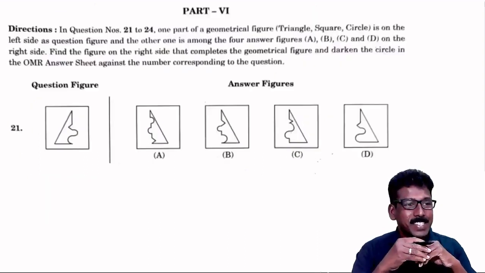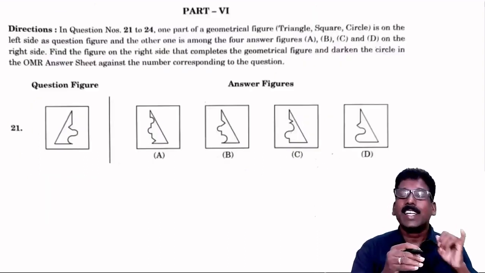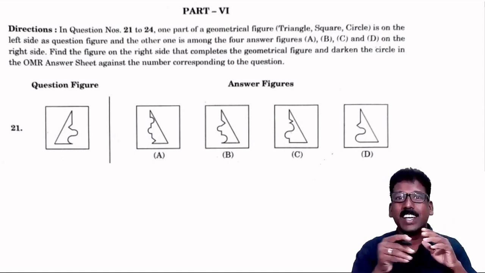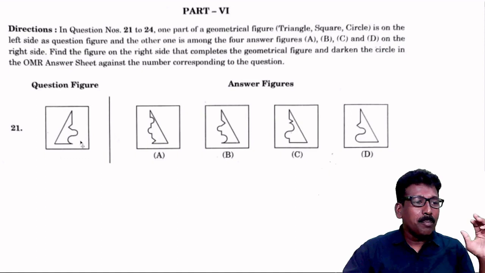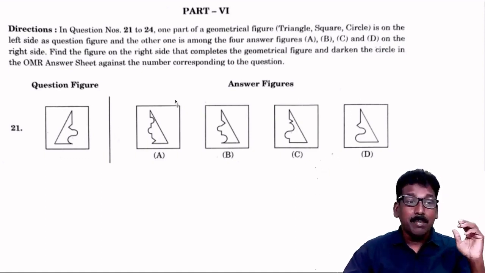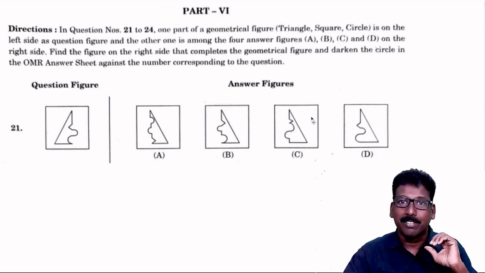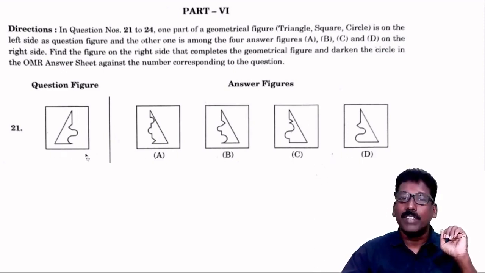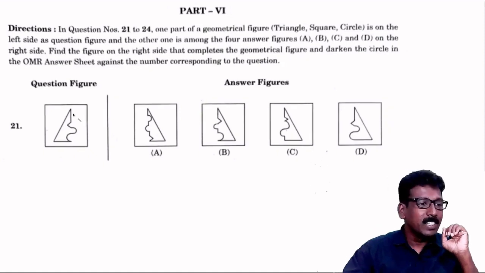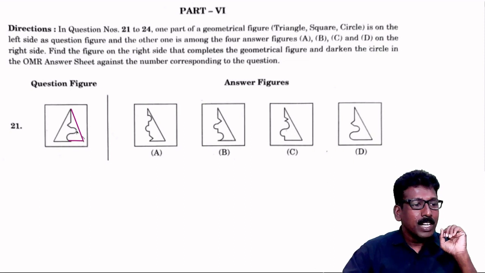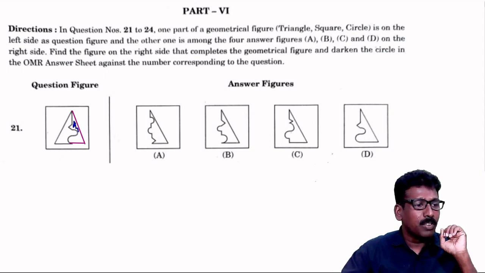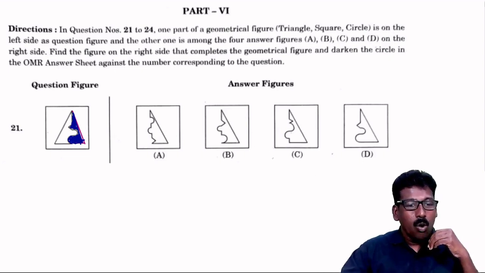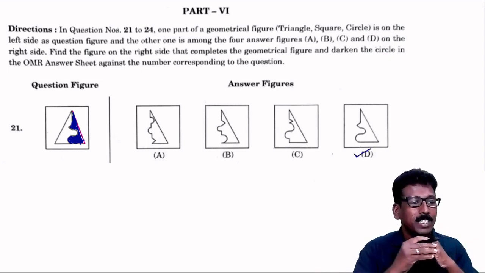This is part 6. In this question, a triangle, square or circle is cut in some particular way. That one part will be there in the question figure. The remaining part you have to select from the answer figure. Here you can see it's a part of a triangle. Let's join that triangle. Here if you join, you will get this way. Now this second part, you have to find out. Now you have to find out this shaded portion. Yes, of course it is option D.